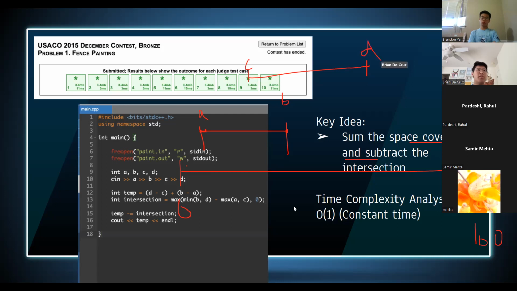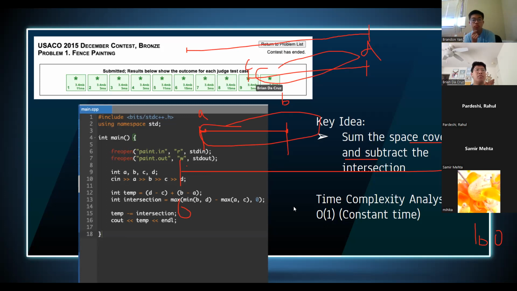In this case, the answer would be D minus A, because that's the total length of the distance covered, not including the intersection, right? This entire length will be our answer, D minus A, because we don't care about the intersection between C and B. That's the part that we don't want to include. So as an algorithm to solve this problem, we can get the lengths individually, add them together, and then just subtract the intersection. That'll give us the leftover length.